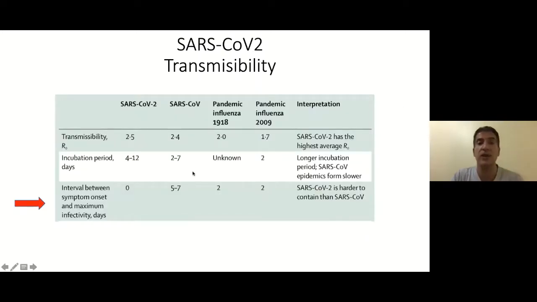Comparing it to pandemic flu and SARS, if you look at the last row, those viruses usually reach their maximum infectivity and peak viral load in the upper airways several days after the onset of symptoms. So the policy of test, isolate, and quarantine works very well for those viruses.